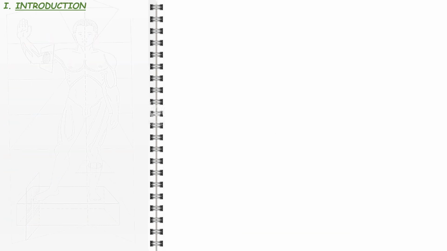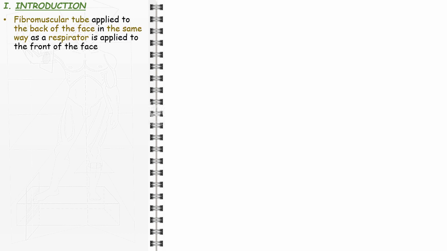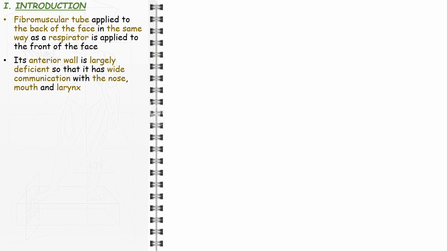The pharynx is a fibromuscular tube applied to the back of the face in the same way as a respirator is applied to the front of the face. Its anterior wall is largely deficient so that it has wide communication with the nose, mouth and larynx.